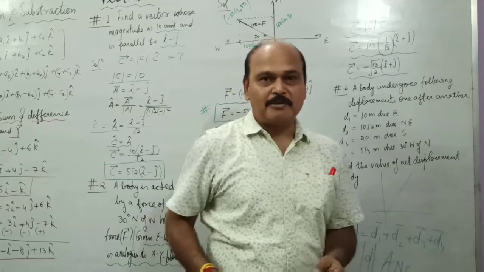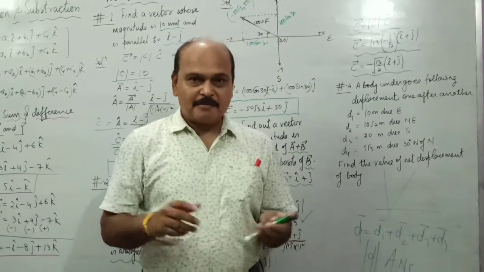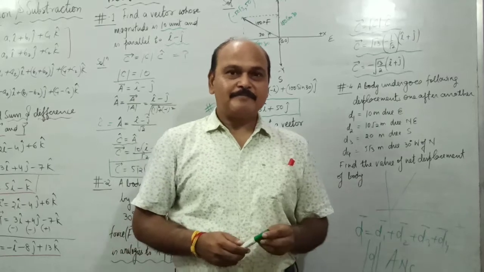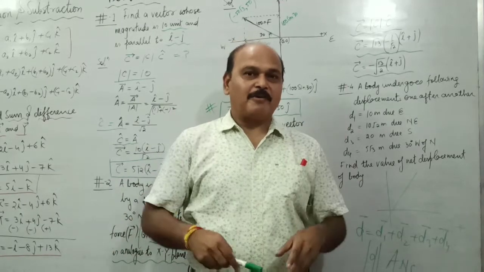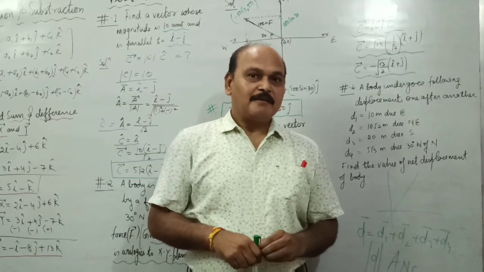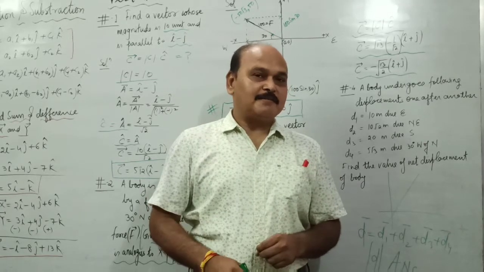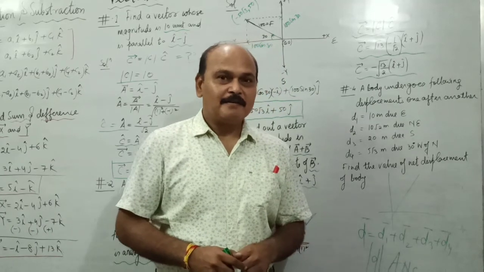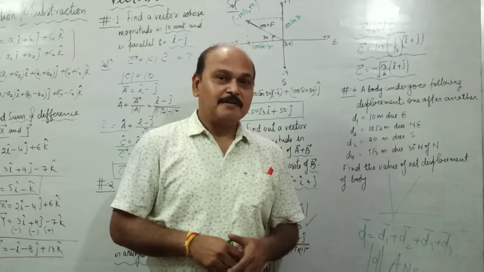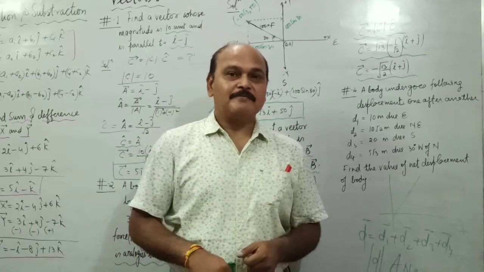So write down d1, d2, d3, d4 vectors, add them as you do algebraic sum, and then find out the modulus of the vector. Please work out this question and give me your answers in comment sections. And those who have my contact number, they can send me the pic of the answer.